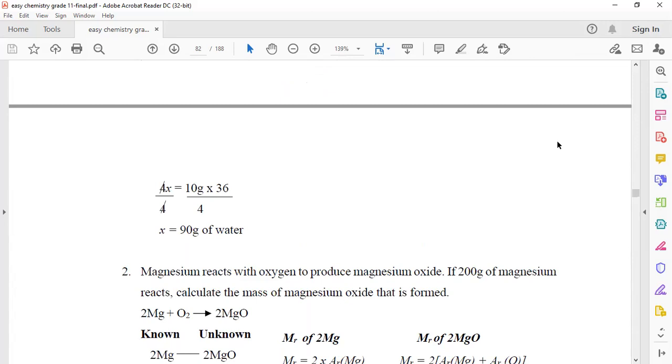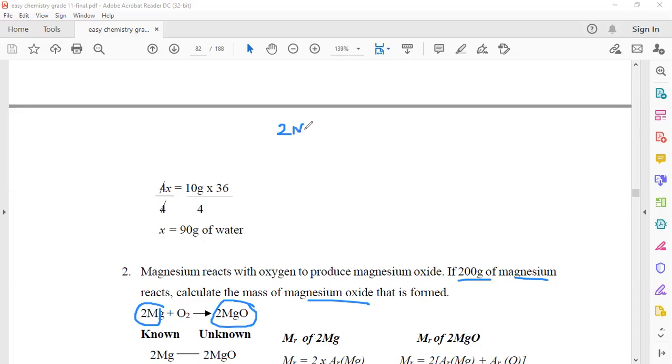Like when you look at question number 2, they give us a reaction of magnesium reacting with oxygen to produce magnesium oxide. So in the question, just identify the known and the unknown. We have been given 200 grams of magnesium, and they want us to calculate the mass of magnesium oxide. So you balance the equation, meaning you pick magnesium the way it is, and you pick magnesium oxide the way it is, and then find their relative molecular masses.